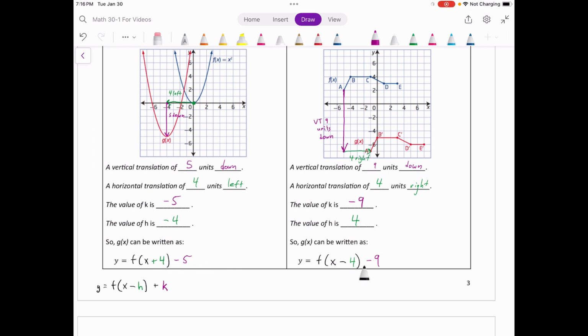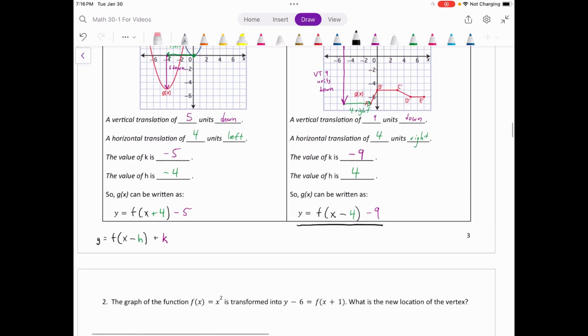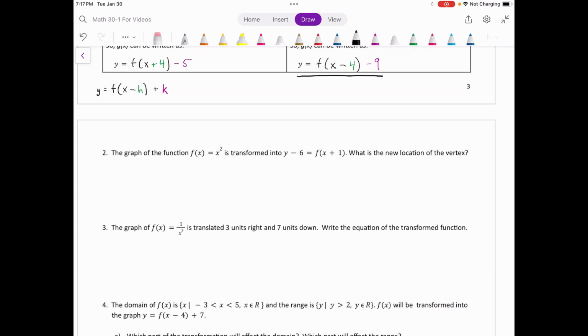So same thing here. That is the equation written for g of x in that function notation for transformations. That's g of x in terms of f of x. Notice, again, same thing. We can pick out h. H is +4, so 4 units right. We can pick out k. K is -9, so 9 units down, right? Very handy instructions on what to do to the graph and or the equation in order to transform it in these ways. Alrighty, let's try another one here.